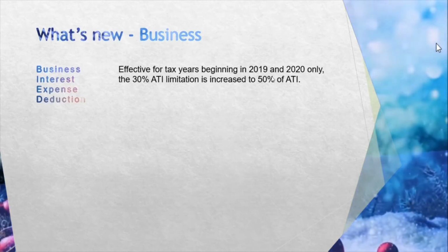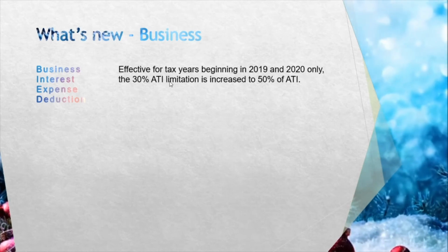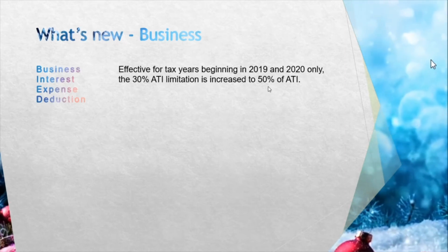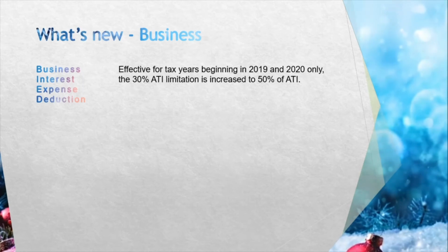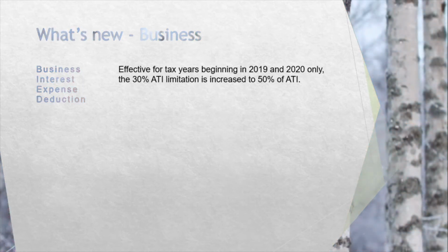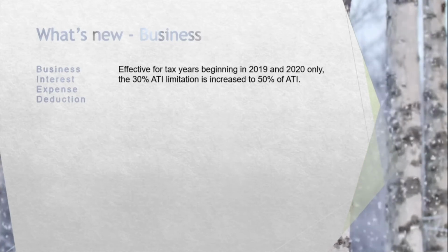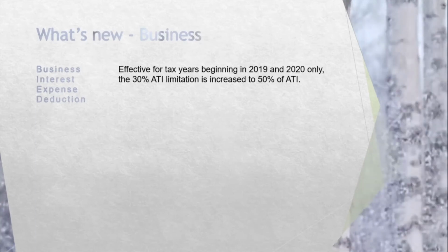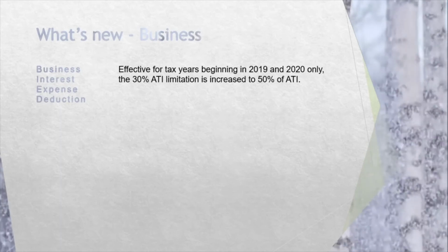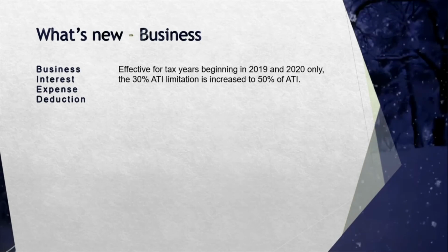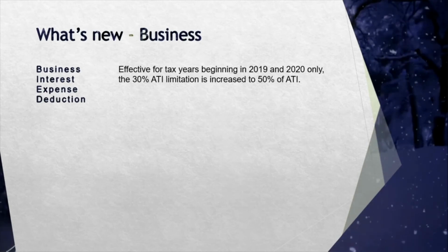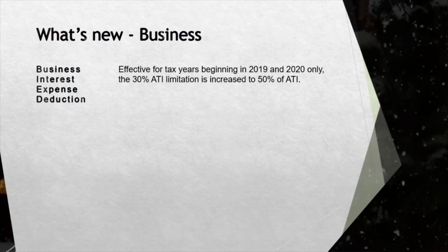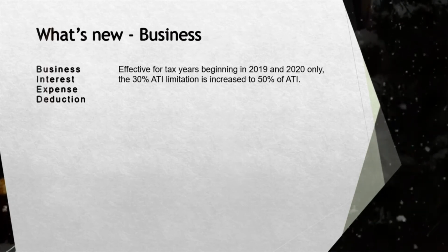Effective for tax years beginning in 2019 and 2020 only, the 30% ATI, adjusted taxable income, limitation is increased to 50% of ATI. Effective starting in 2018, the Tax Cuts and Jobs Act amended the business interest expense deduction rules for taxpayers with average annual gross receipts in excess of 25 million. The deduction is limited to the sum of business interest income for the tax year, 30% of the adjusted taxable income of the taxpayer for the tax year, but not below zero, and the floor plan financing interest of the taxpayer for the tax year.